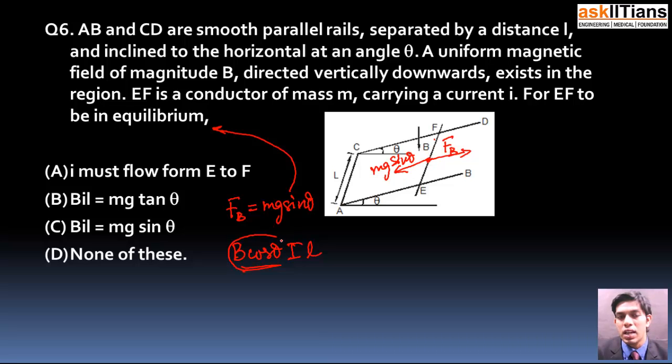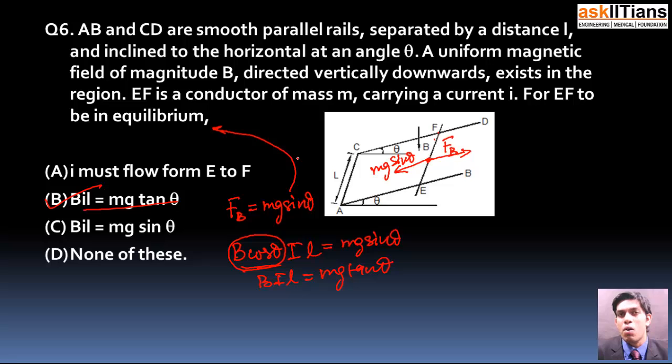So B cos theta is the component of the magnetic field which is perpendicular to the current flowing in the conductor EF. So B cos theta IL is equal to mg sin theta. So from here we got the condition that BIL is equal to mg tan theta. Hence B is the correct answer. BIL is equal to mg tan theta.